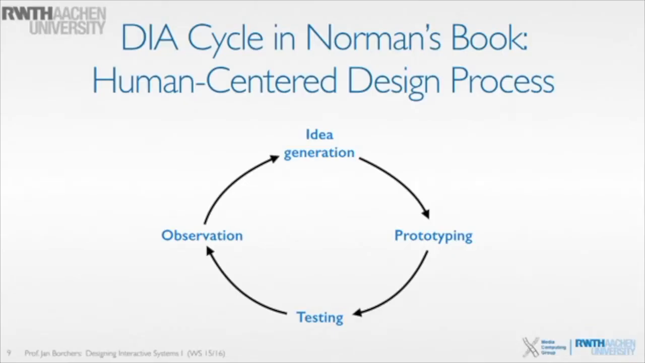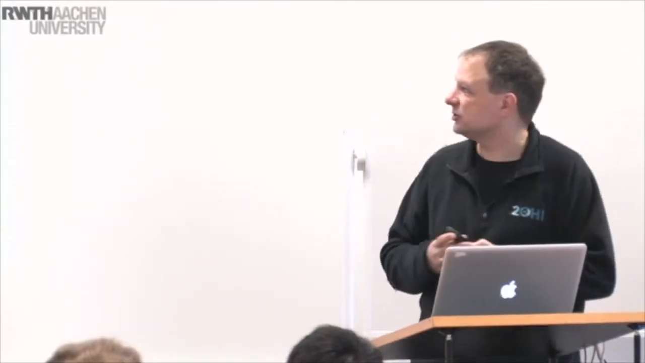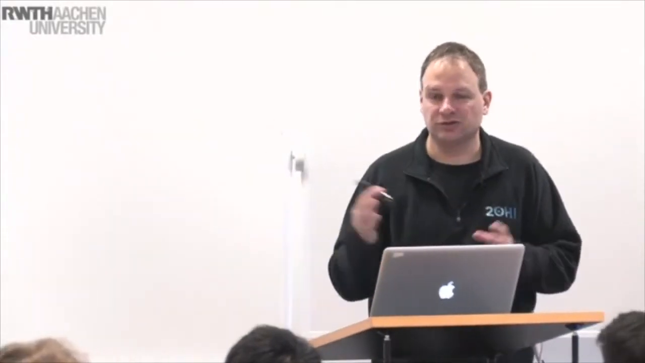In Norman's book, he also talks about this iterative cycle. So you'll find many different names for this iterative process in the literature. We call it the DIA cycle. Norman talks about the human-centered design process, which, by the way, is an addition that he only put into this book two, three years ago when he released the new version of it. Before that, he didn't talk about any of that. So it's interesting to see that also there, in one of these Bibles of the HCI community, this idea has made it in, but fairly late, actually.